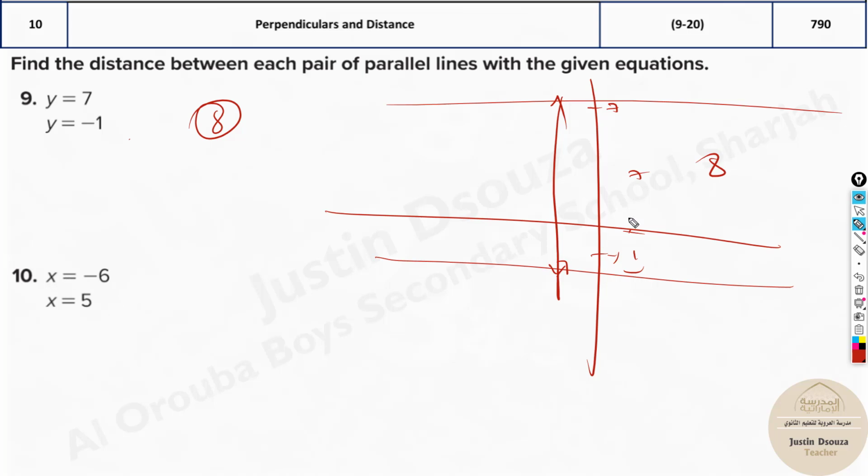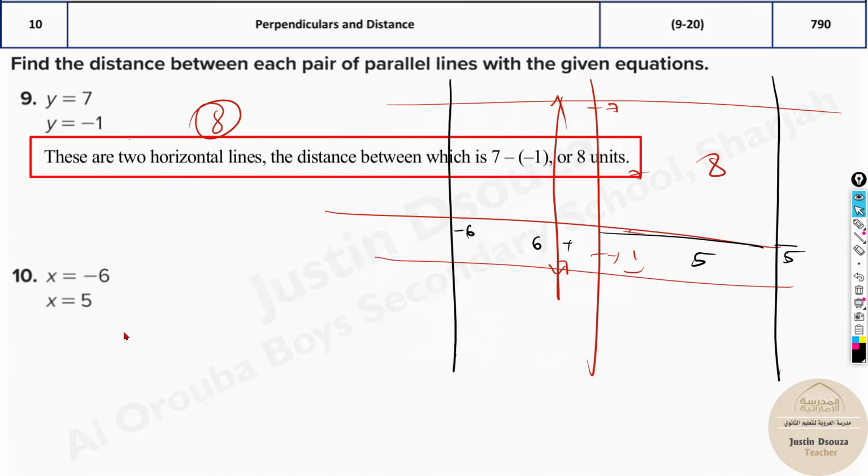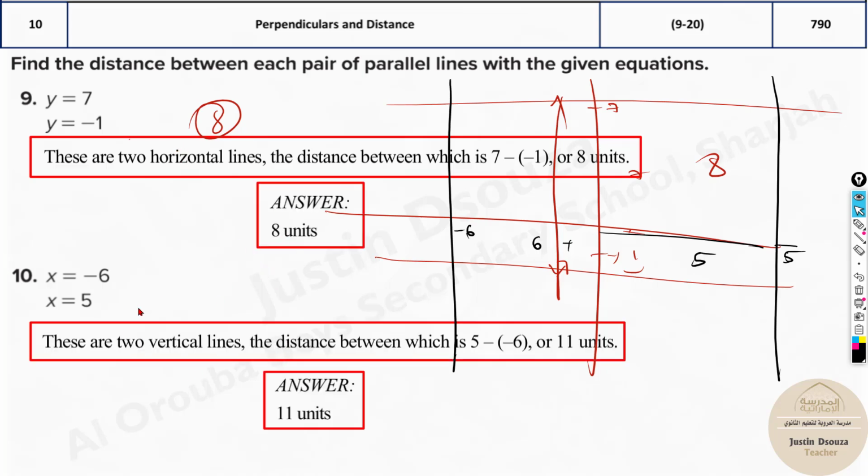It's the same thing, but its lines are like this. I'll draw it in black color. Minus 6 is somewhere over here and positive 5 is somewhere over here. So add the distances up. Though it's minus, it's the distance between these two lines, right? You just add the distance. 6 plus 5 will be 11, so the 11 is the answer over here. 8 units for the first one, 11 units for the second one.